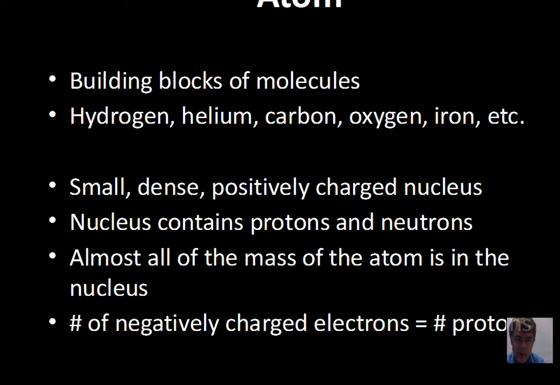It turns out the charge on a proton has the same size as the charge on an electron. So if you have 5 protons in the nucleus and you have 5 electrons, you have 5 units of positive charge in the nucleus, you have 5 units of negative charge for the electrons, and the overall charge of the atom is 0. It's neutral.